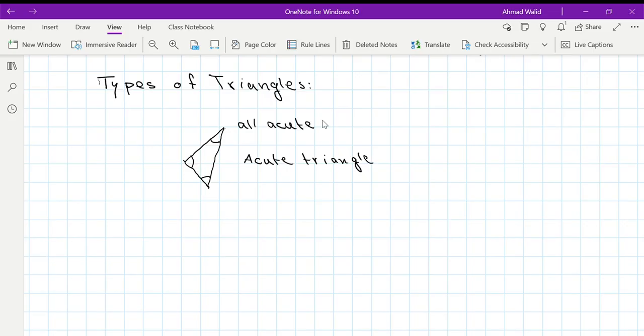The next one, we call it a right triangle. I'm trying to draw a right triangle for you. It means in a right triangle, two angles will be acute. One angle is right. This angle is 90 degrees. Correct? We call this one, you have one right angle. If you have one right angle, you call this triangle a right triangle.